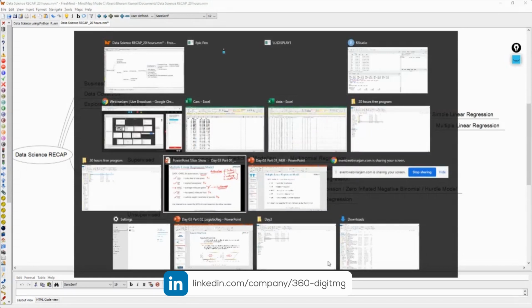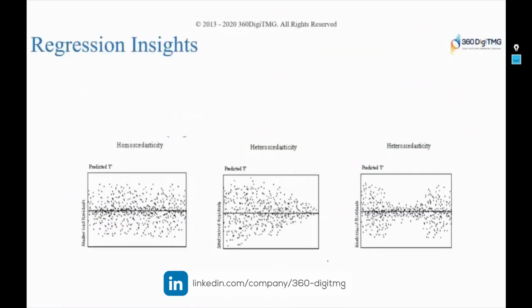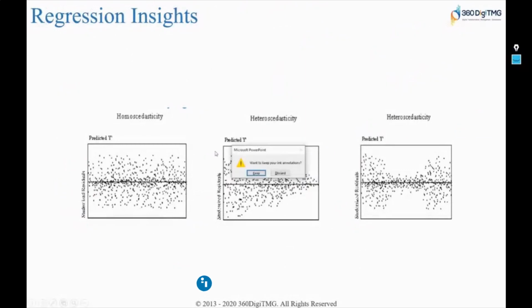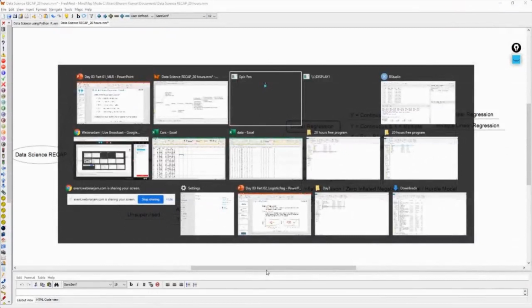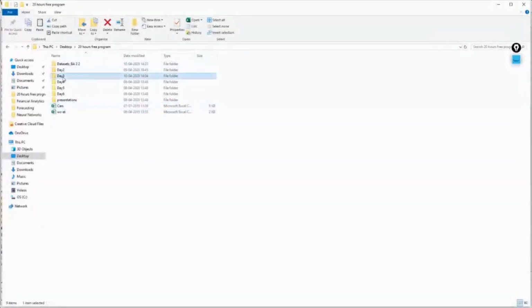So, let me go here and let me explain about logistic regression. Just give me a minute. I'll have to go to the 20-hour program.